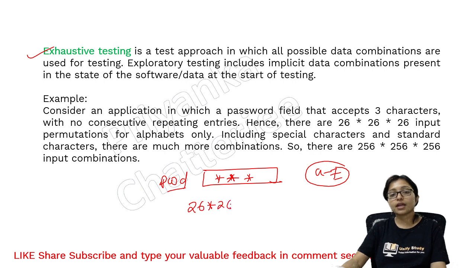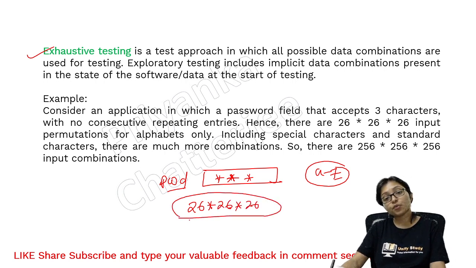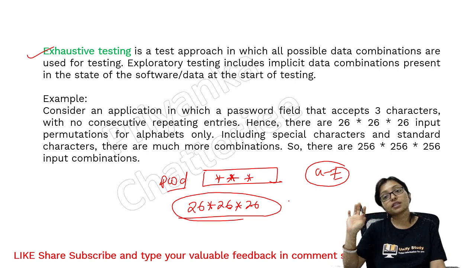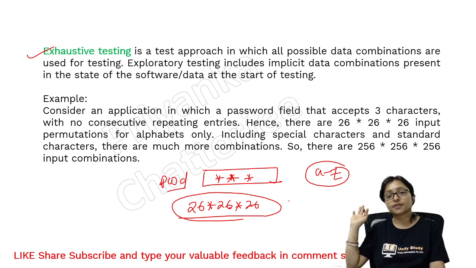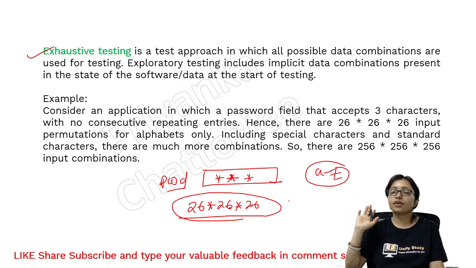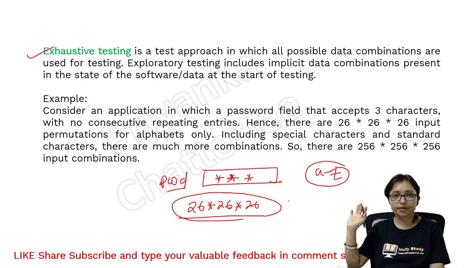26 multiplied by 26 multiplied by 26. This many permutations can be there for only 3 inputs. And as per exhaustive testing, you need to check all of these. So that is a very difficult task, right?